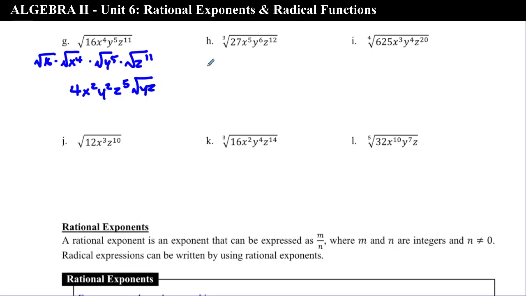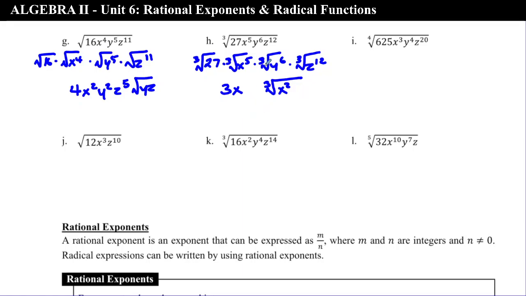Let's try this with a cube root. So we've got the cube root of 27 times the cube root of x to the fifth times the cube root of y to the sixth times the cube root of z to the 12th. So the cube root of 27 is 3. X to the fifth, so 5 divided by 3 is 1 with 2 left over. So we're going to have a cube root with x squared left over in here.